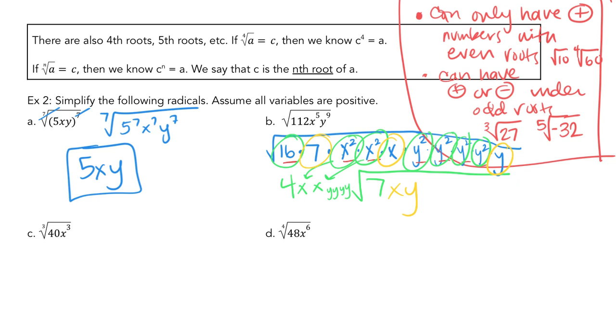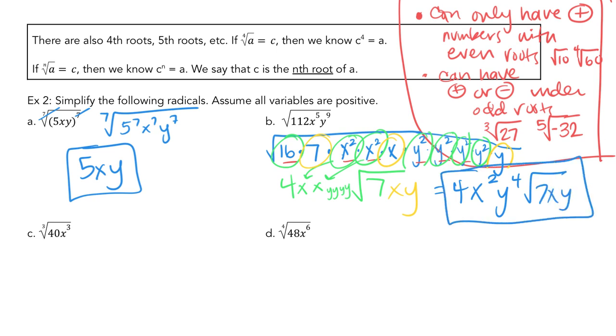Okay, so let's clean this up. Let's say what our final answer is. We're going to have 4x squared, y to the 4, root 7xy. Here's my final answer. Okay, now I know I kind of did it the long way.